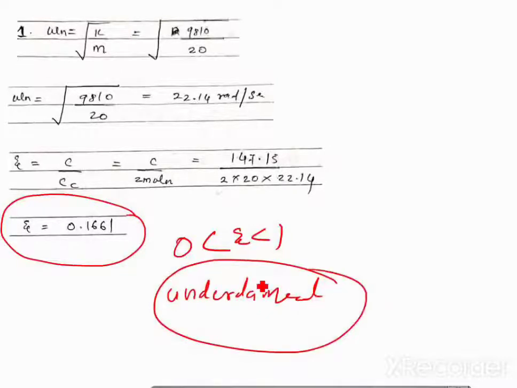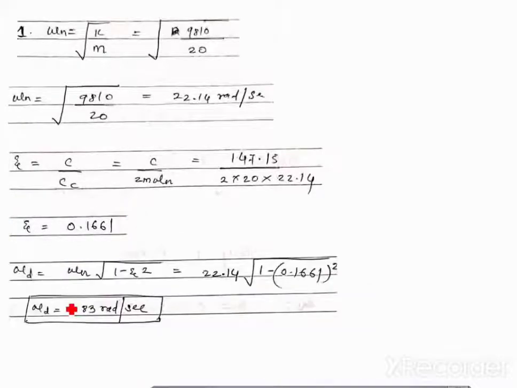Now for an underdamped system, we have already derived the output equation. I hope you remember it; let me write it over here. Okay, but before that, obviously I want to find omega d, the frequency of damped vibration.